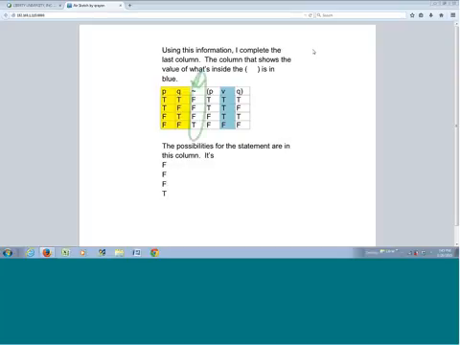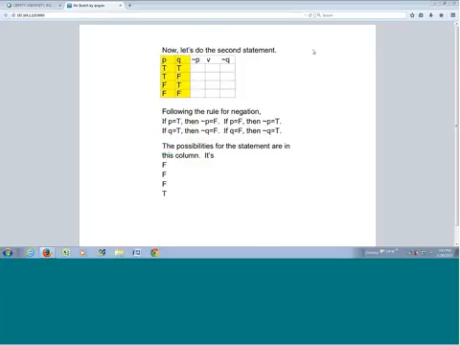And since this is the last column I filled in, that's the column that tells me the possibilities for the statement. You always look at the last column you fill in to say, this is my answer for this truth table. These are the possibilities for this statement. So the first 3 combinations of P and Q would be false, and then at the end, that would be true. Now, if we get the same result for the other statement, then we know that they really do say the same thing. If not, then they don't.